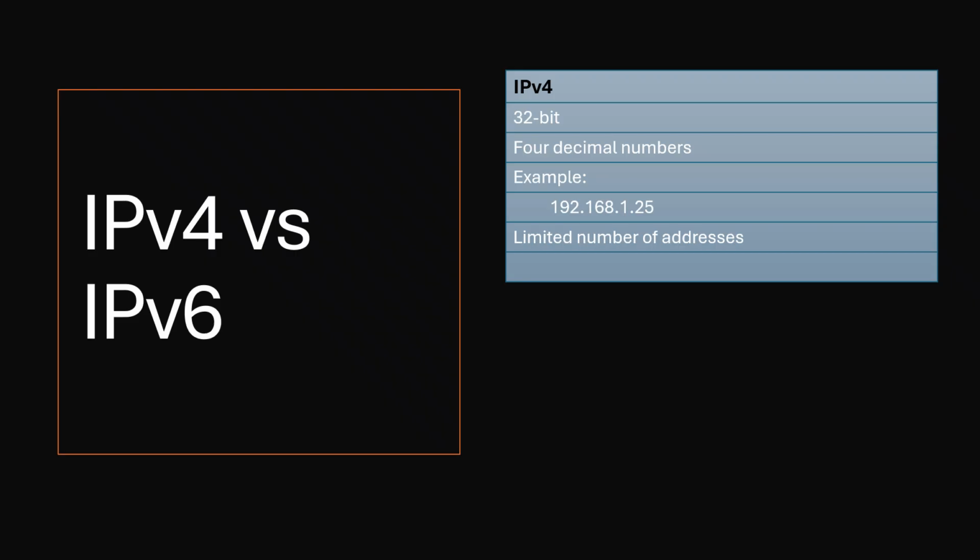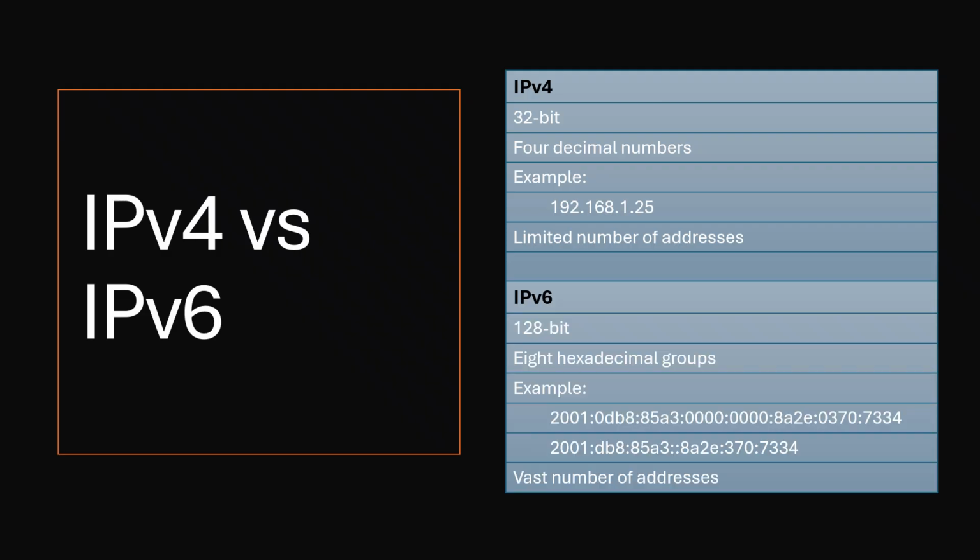So IP version 4 has been around for decades. As more devices connected to the internet, we began running out of addresses. So IP version 6 addresses are much longer than IP version 4 addresses because they provide an enormous number of unique addresses for today's billions of internet connected devices.